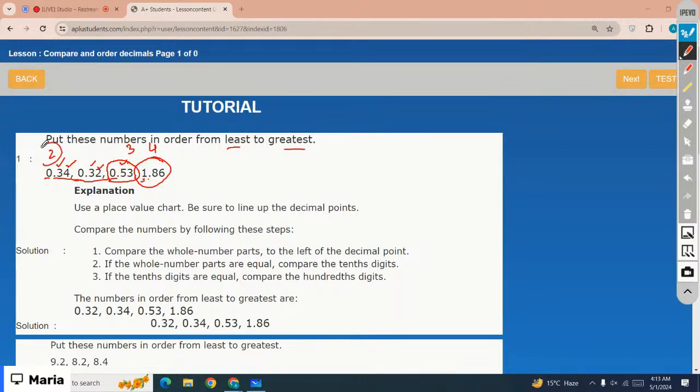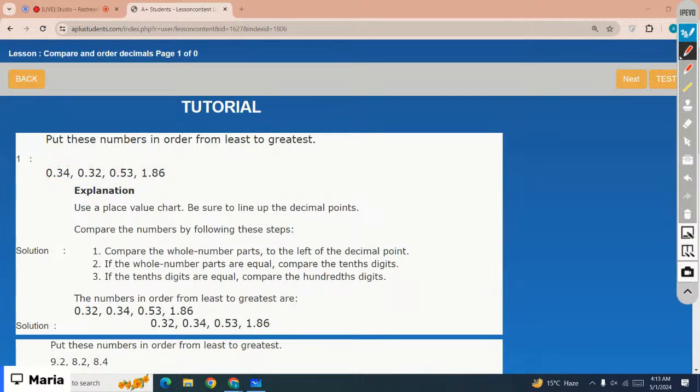That would be the second one and that would be the first one, because you have to arrange from least to greatest. The least one is 0.32, then 0.34, then 0.53, and then 1.86. So here are the numbers when you arrange them from least to greatest. Got it?